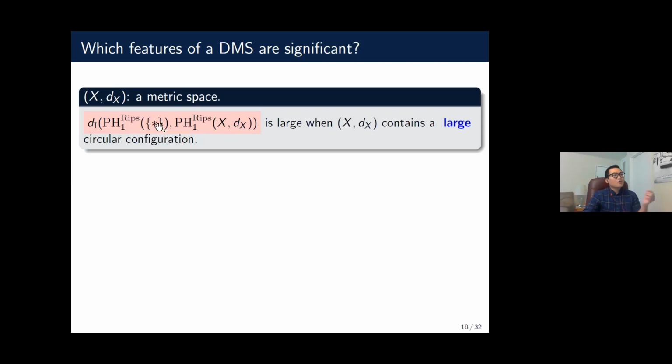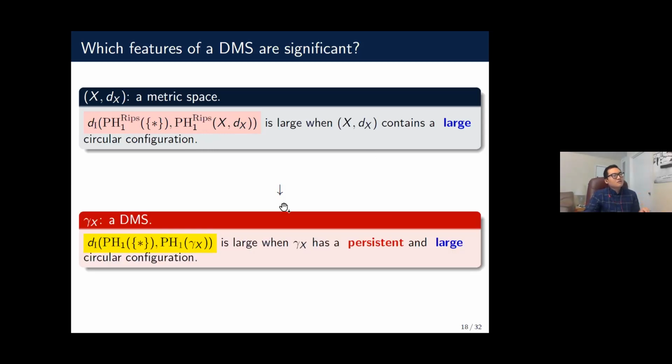Then we know that a one-point space has no one-dimensional homological feature. Therefore, this Cartesian module is going to be trivial. And we can regard this value in the pink box as somehow a norm of the one-dimensional Cartesian homology of (X, dX). If you think about it a little bit, it's not hard to check that this value is large only when this metric space contains a large circular configuration. That means that large topological features are regarded as significant in the standard framework of Cartesian homology.